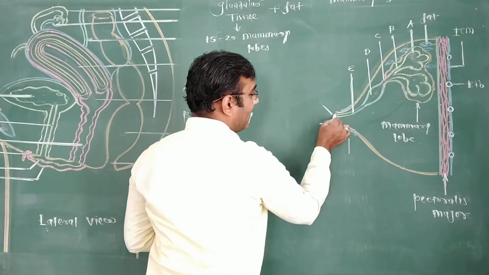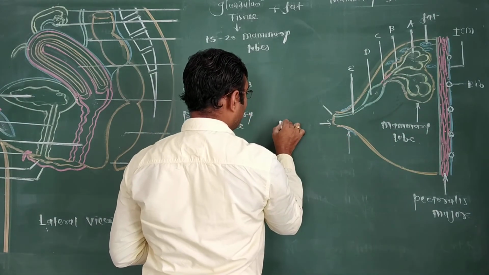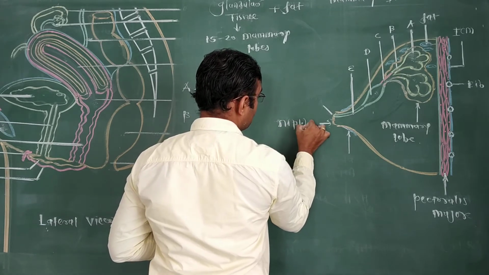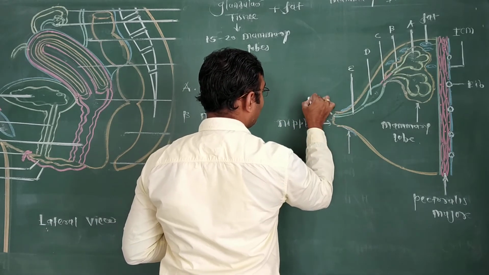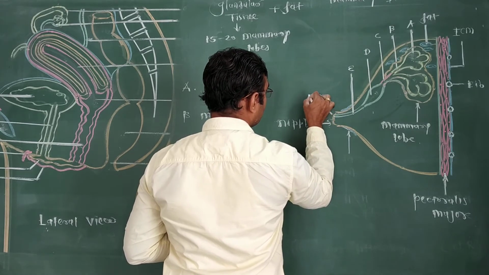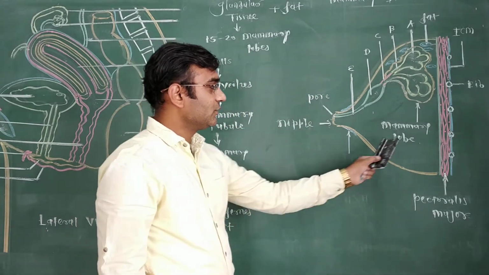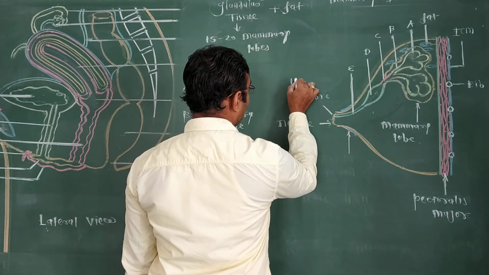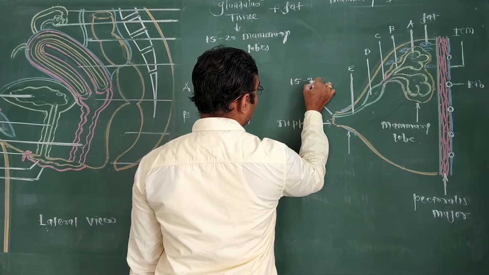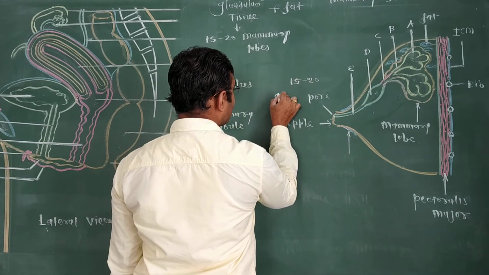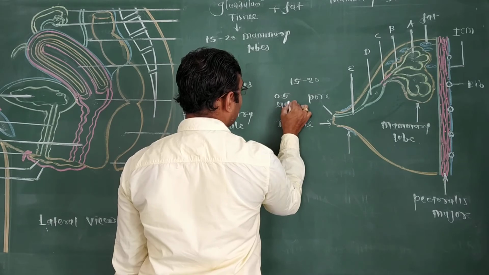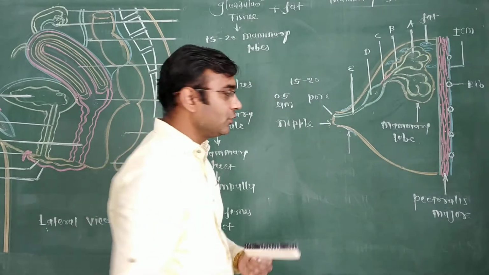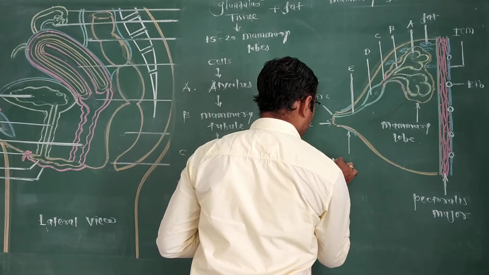The lactiferous duct opens outside at the location of the nipple by a single pore. How many pores? The same as the number of mammary lobes. So over the nipple there are 15 to 20 pores, and each pore has a size of 0.5 micron. Around the nipple, slightly behind, dark tissue is present, the areola.